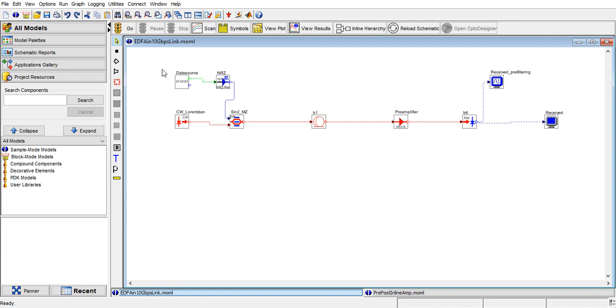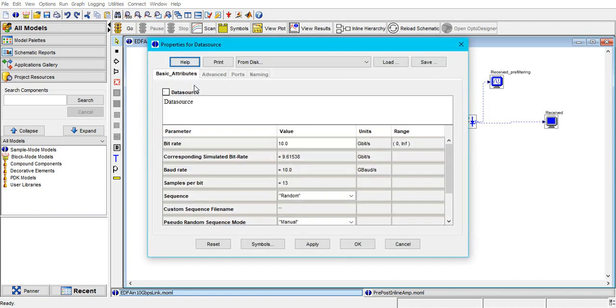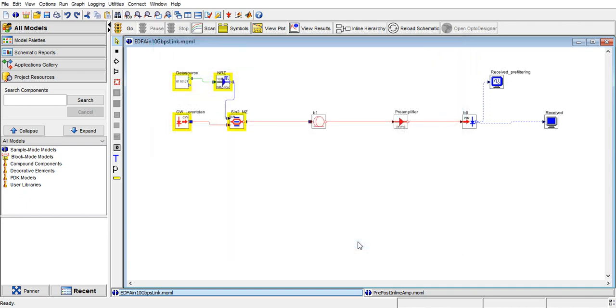But before that, I would like to tell you briefly about the various components that are used in designing an optical link. These four components form a basic transmitter, out of which this is a digital source which emits bits at the rate of 10 gigabits per second. It's a plain PRBS generator. The green arrow mark out here indicates a logical signal.